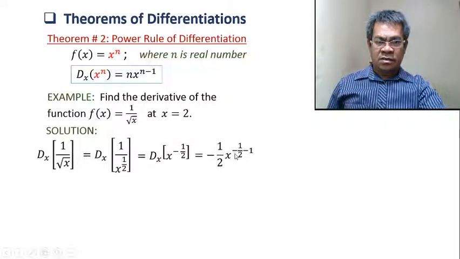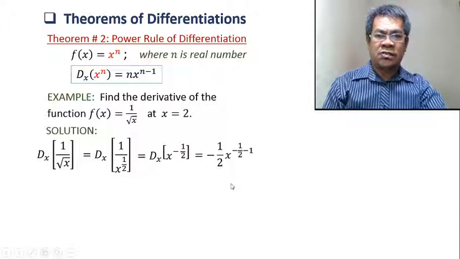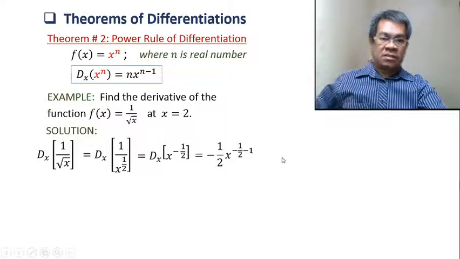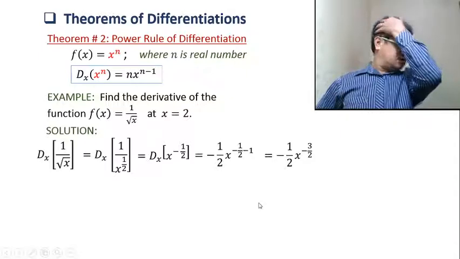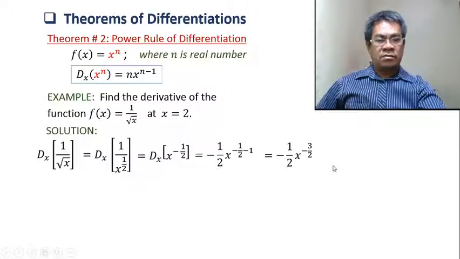And the exponent, which is our n, is always subtracted by 1. With that, we can now simplify, and the result is the derivative with respect to x of 1 over square root of x. So negative 1/2 minus 1 is negative 3/2. Now take note that a negative exponent can be changed to positive by putting it under the denominator, so this will become positive 3/2, and the whole term is actually a negative number.